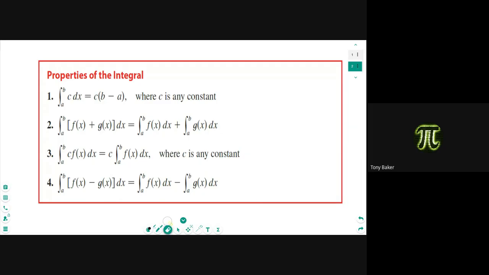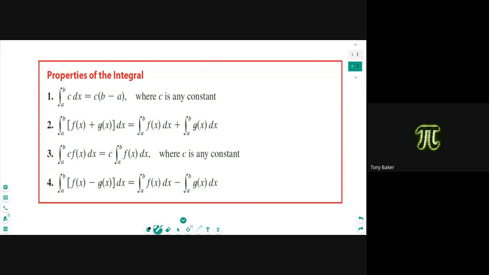Even if we were to get rid of the a and the b, the beginning and the end point, that becomes an indefinite integral. All these rules that we're looking at still apply. So there's nothing special about having the letters there that make these different.